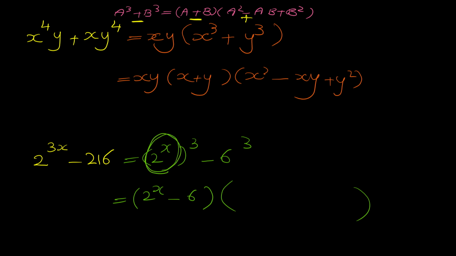2 to the x to the 2 would be 2 to the 2x, plus ab, this times this, 6 times 2 to the x, plus b to the 2, 6 to the 2, 36. And this is the factored form of this expression.